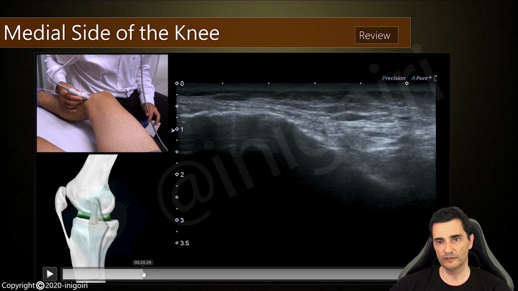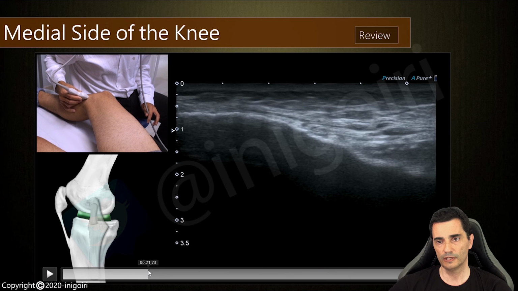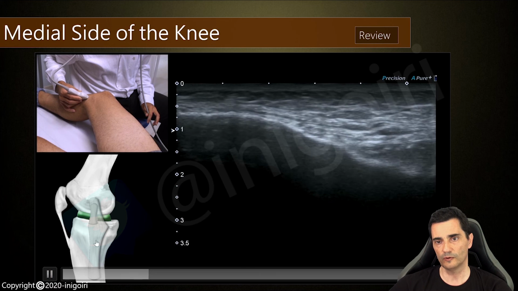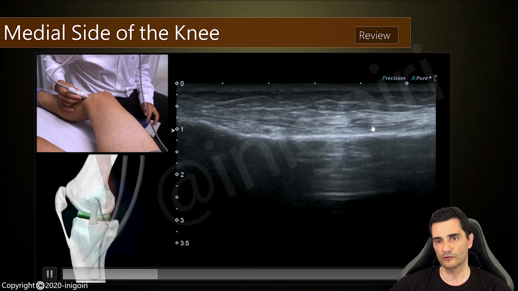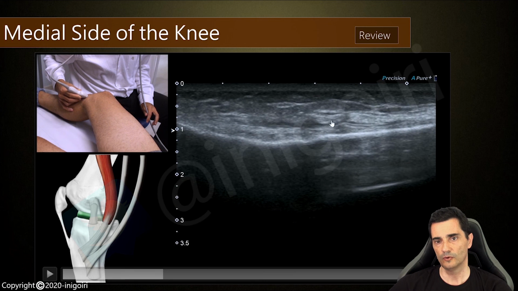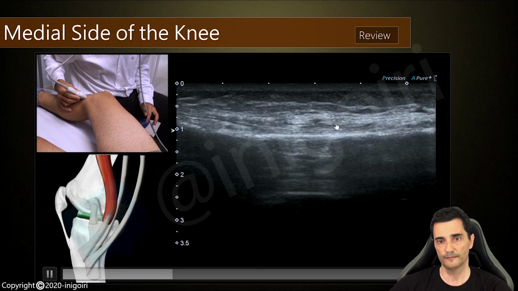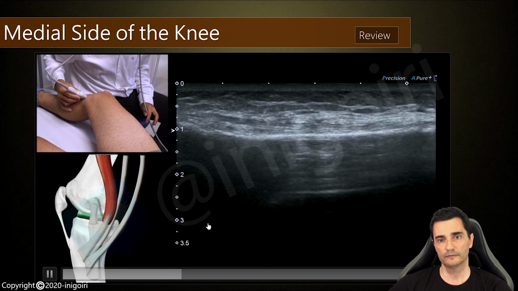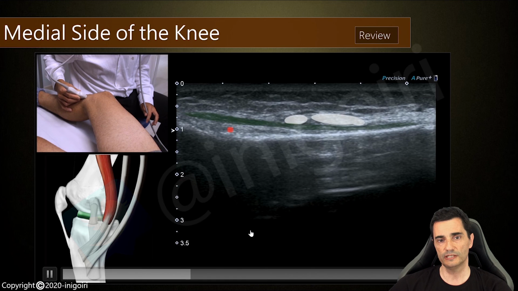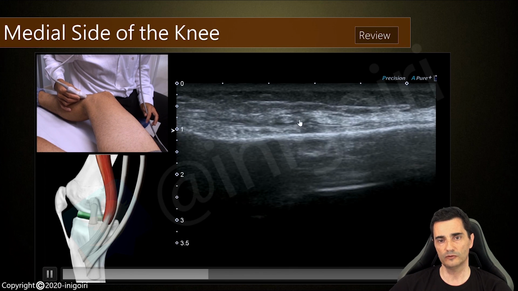Notice the anisotropy here: both tendons are hypoechoic, but when we are perpendicular, they become hyperechoic. On this occasion, we can only see two components because this one is the gracilis and semitendinosus tendons joined together, mixed here. Okay? And we are going to see what happens when we turn the probe over one of these components.